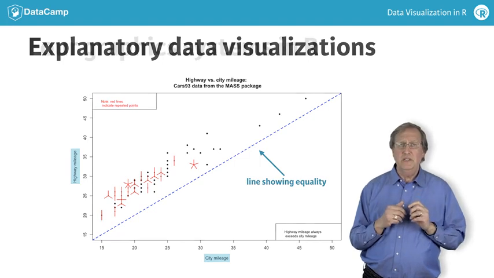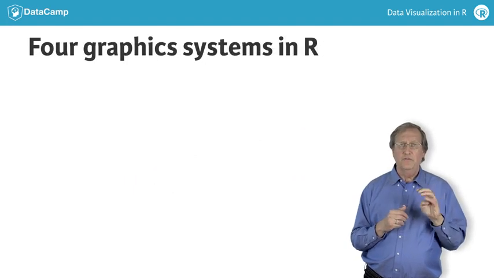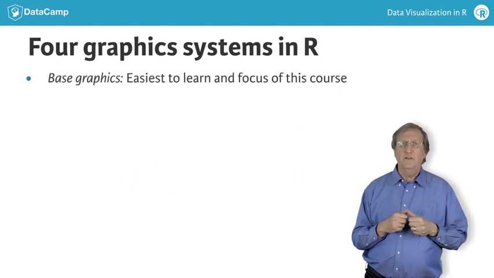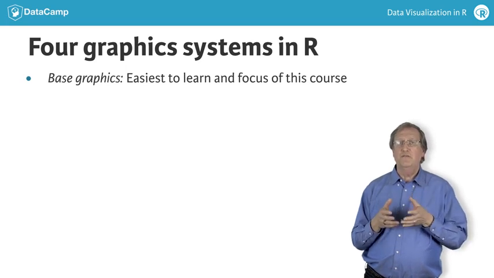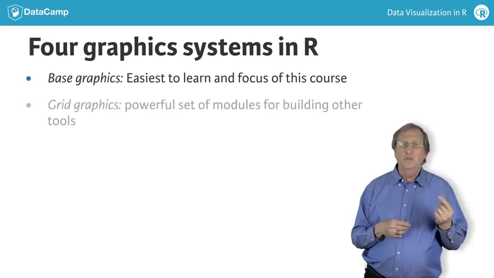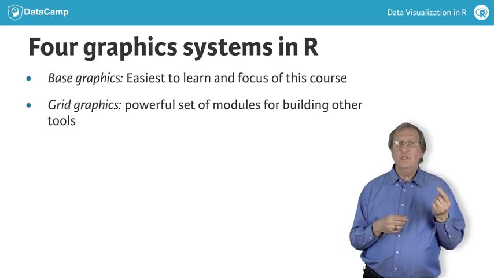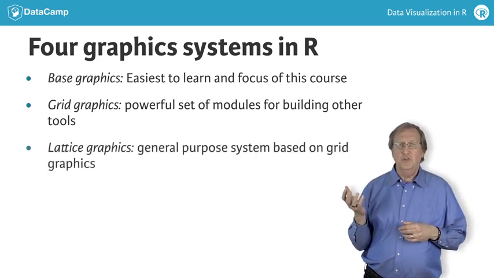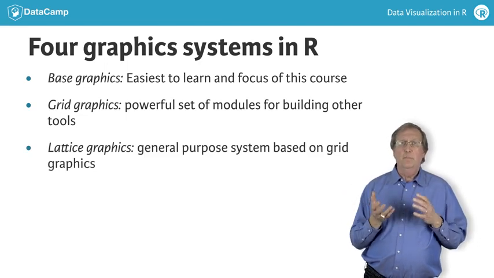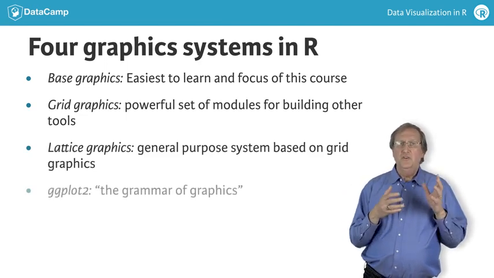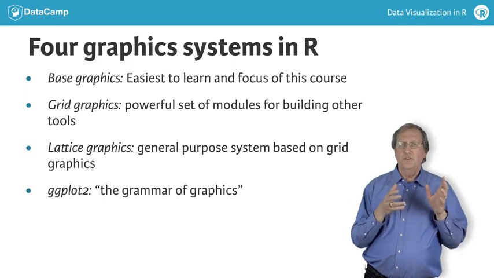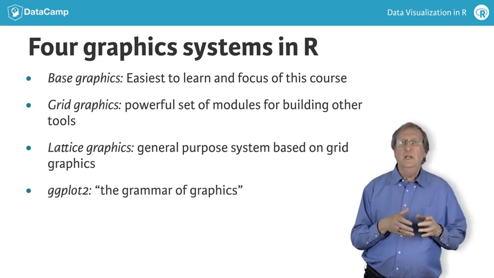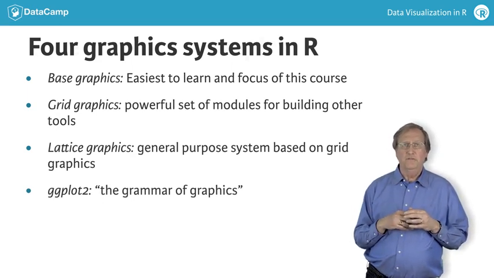To visualize data, R supports 4 graphic systems. Base graphics is the easiest to learn and is the focus of this course. Grid graphics provides a powerful set of modules for building other tools. Lattice graphics is a general-purpose graphics system based on grid graphics. And ggplot2 implements the grammar of graphics in R and is also based on grid graphics.